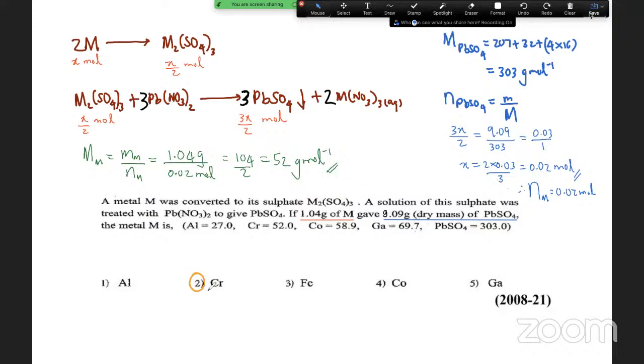52 means it's obviously chromium, because I knew 52 has something to do with chromium, and one of the numbers was wrong. Anyways, we have figured it out now, and the answer should be chromium. So this is the only way of doing these questions. If they are asking you to find out what the metal is, the only way is to find the molar mass, and then based on that decide which metal it is. We don't necessarily learn these equations step by step. You should be able to figure out the equations the way I figured it out, with the information provided to you.